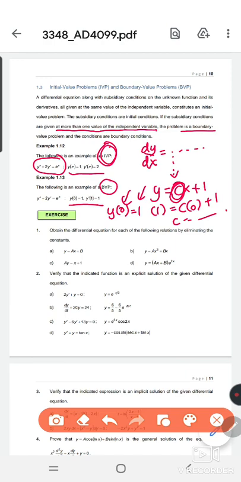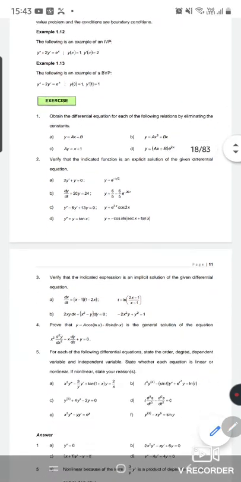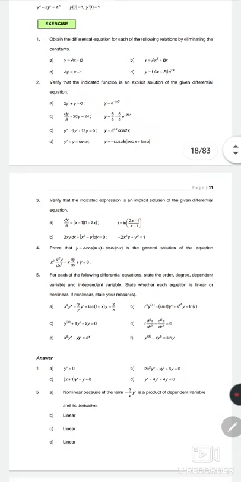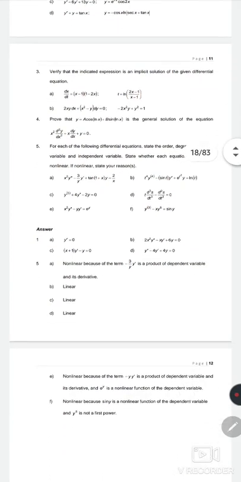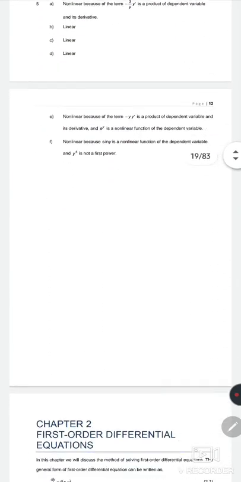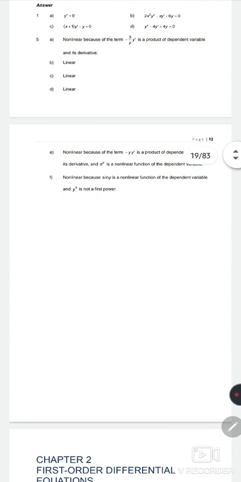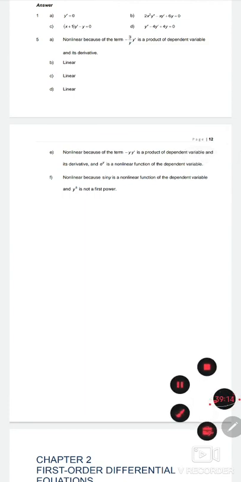Okay, so that's all for chapter 1, just an introduction of chapter 1. Okay, so you can do an exercise here. Exercise 1, 2, 3, 4, 5, and then we can discuss in the next class. Okay, so that's all for now. Thank you.